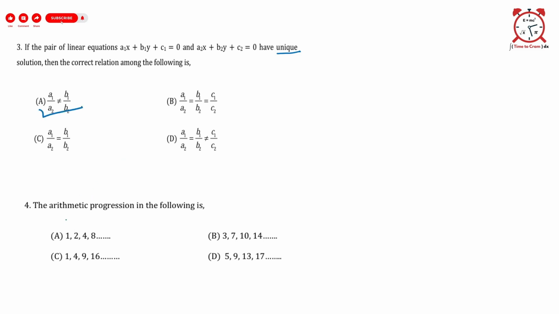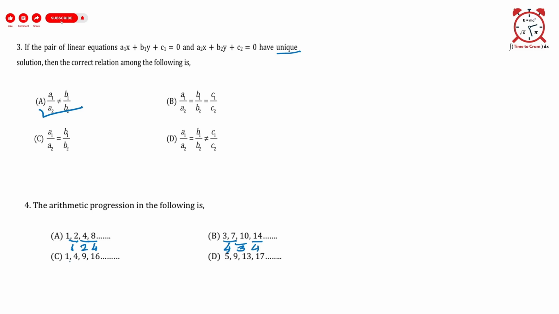Next question, the arithmetic progression in the following is dash. So for arithmetic progressions, we know that the difference should be common. Here the difference is 1. Here the difference is 2. Here the difference is 4. So the difference is not common. Okay, let us see here. Here the difference is 4. Here the difference is 3. Here the difference is again 4. So it is also not equal. So these two are not an arithmetic progression.